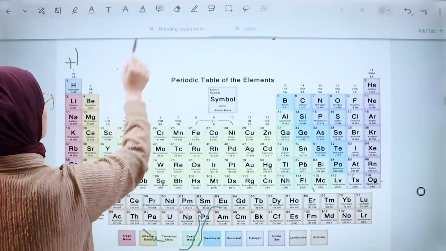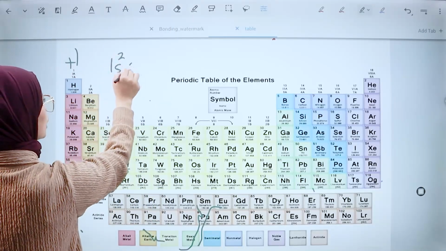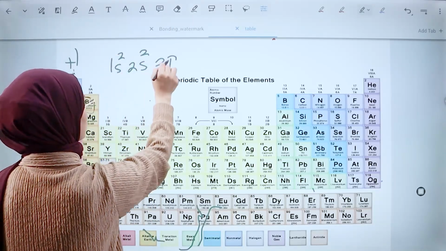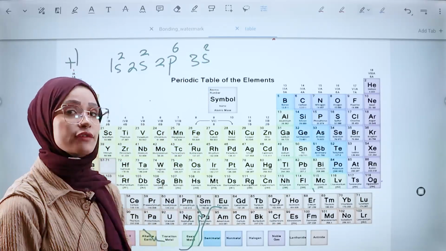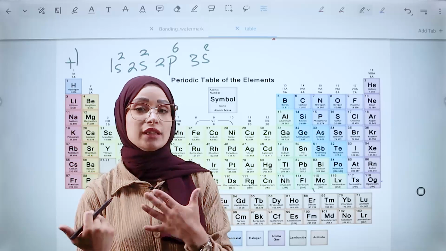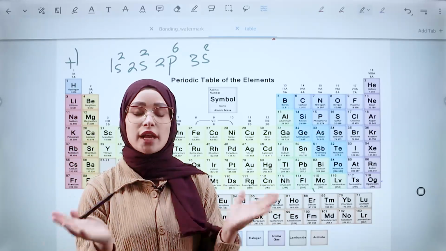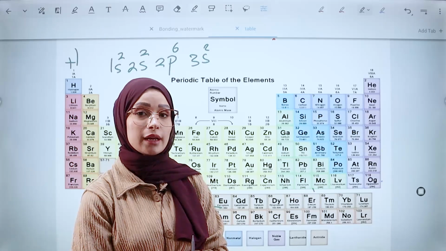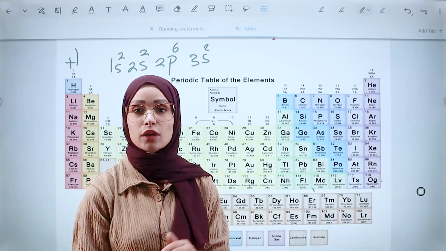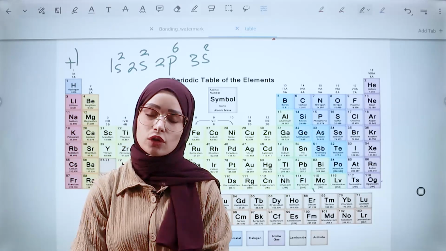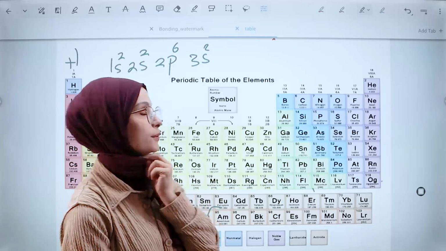Let's take, for example, magnesium with 12, 1s2, 2s2, 2p6, 3s2. For more explanation about the electron configuration, you can find the previous videos where we explained the electron configuration in a very good way. So you can go back to these videos, please, and just revise the electron configuration.